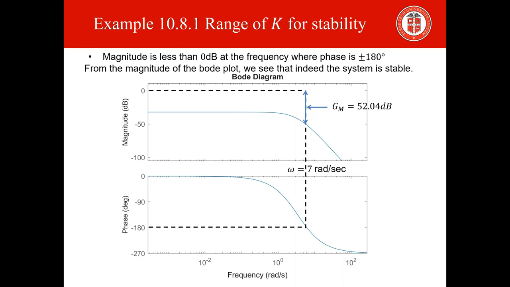So, okay, let's look at this. So from 180 degrees, this is our point all the way up here, and this is less than 0 decibels. So the magnitude is less than 0 decibels at the same frequency where the phase is negative 180 degrees. Then the system is stable.